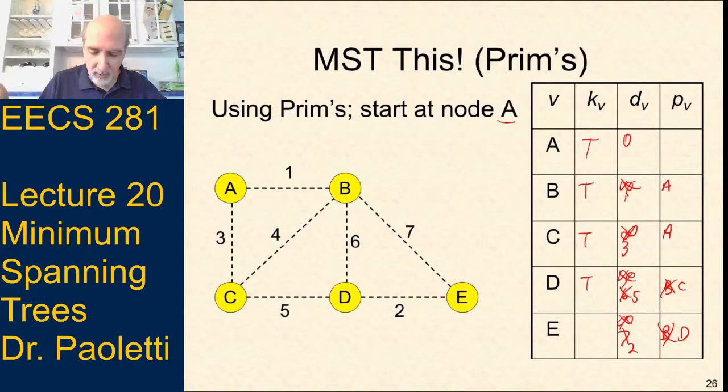Okay, back through the outer loop. Step 1, smallest false one is E. Step 2, mark it as true. Step 3, update the neighbors. There are no false neighbors to update. We're done.